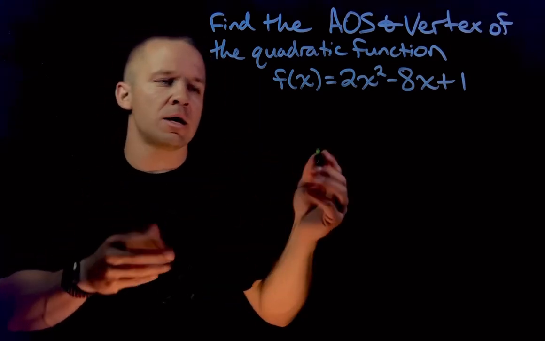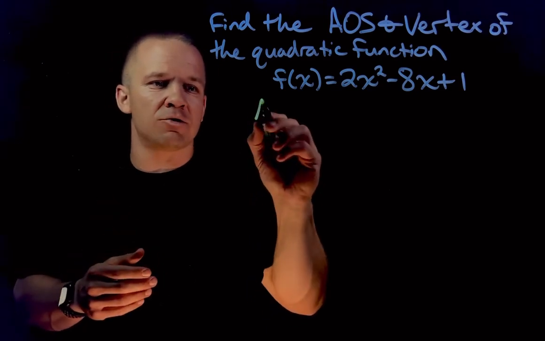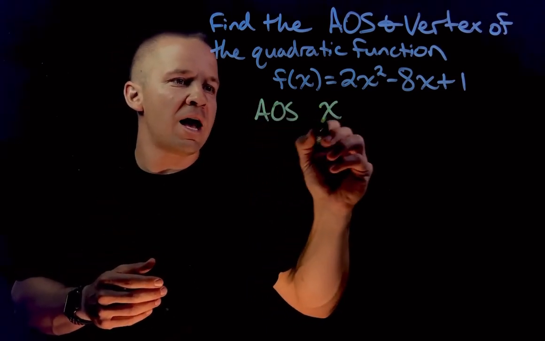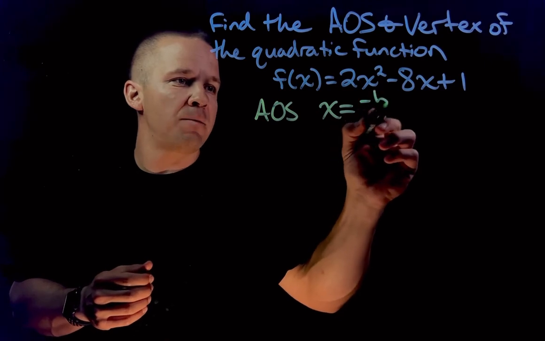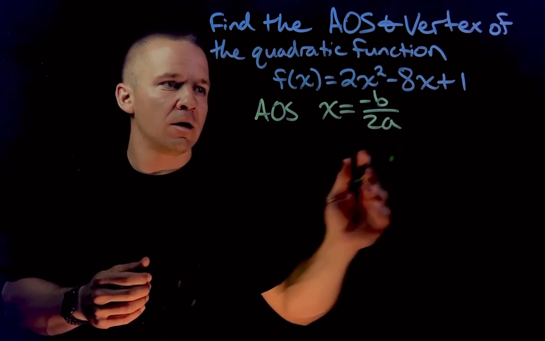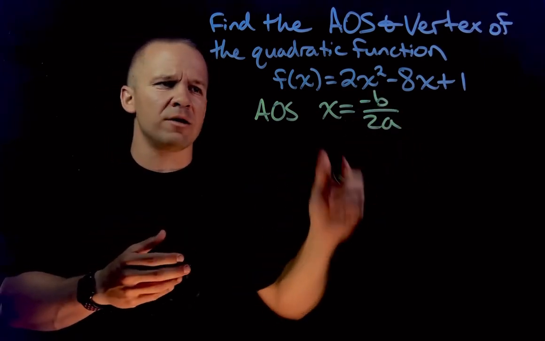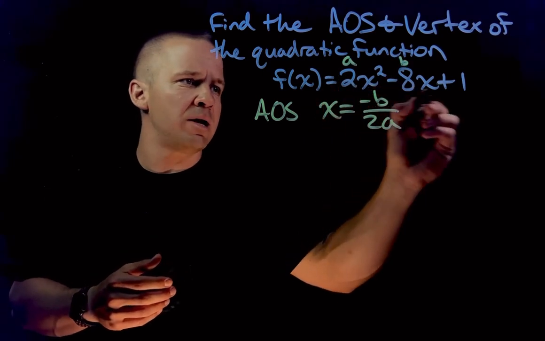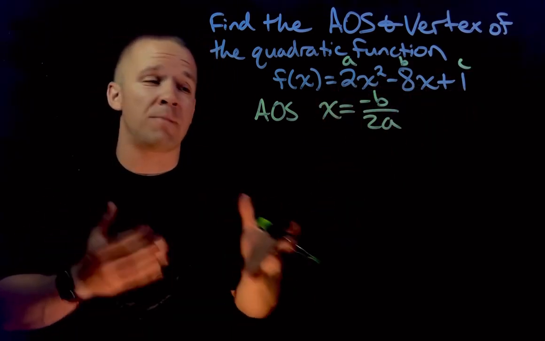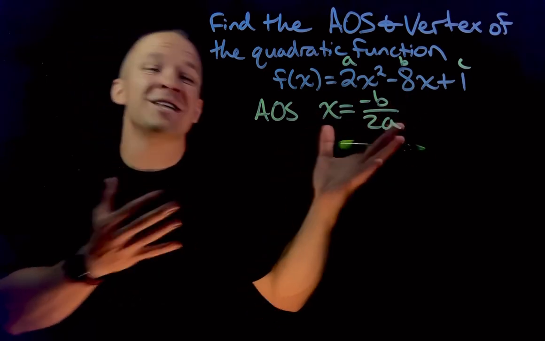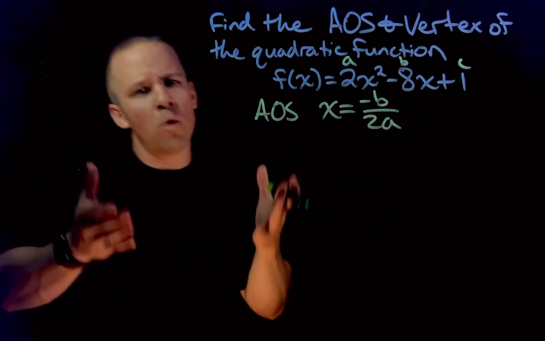All right, so for my axis of symmetry, I have this wonderful little formula, x equals the opposite of b divided by 2a. Well, what are my a, b, and c values? This is going to be my a right here. This is my b here. That's my c. I only need my a and my b, but hey, that's your c. I'm just letting you know in case it ever comes up in the future. I got your back.